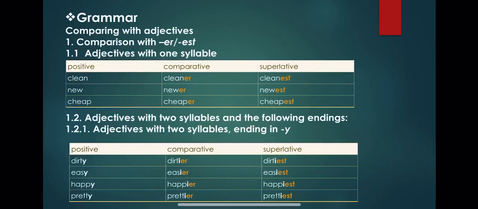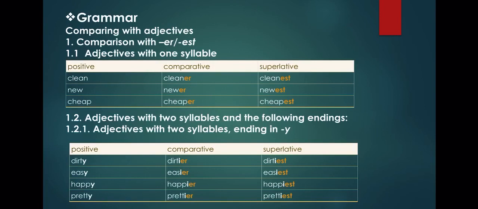Now let's move to the grammar section. I told you that all the grammar you have taken is included in your final exam. So, comparing with adjectives, with er and est. I have adjectives with only one syllable. When I say comparative, I mean I'm comparing between two things, two people, two places, and so on. When I say superlative, I'm comparing between more than two people: three, four, one to all.